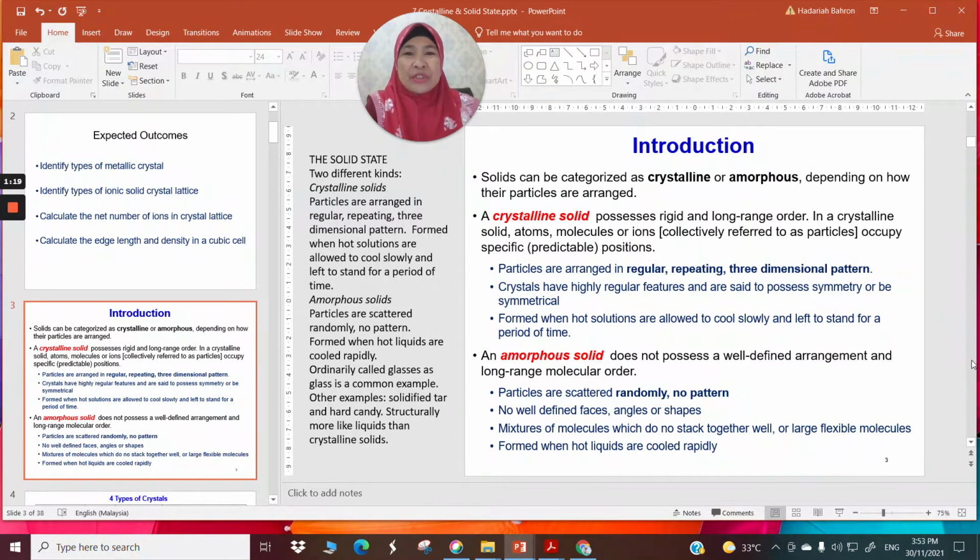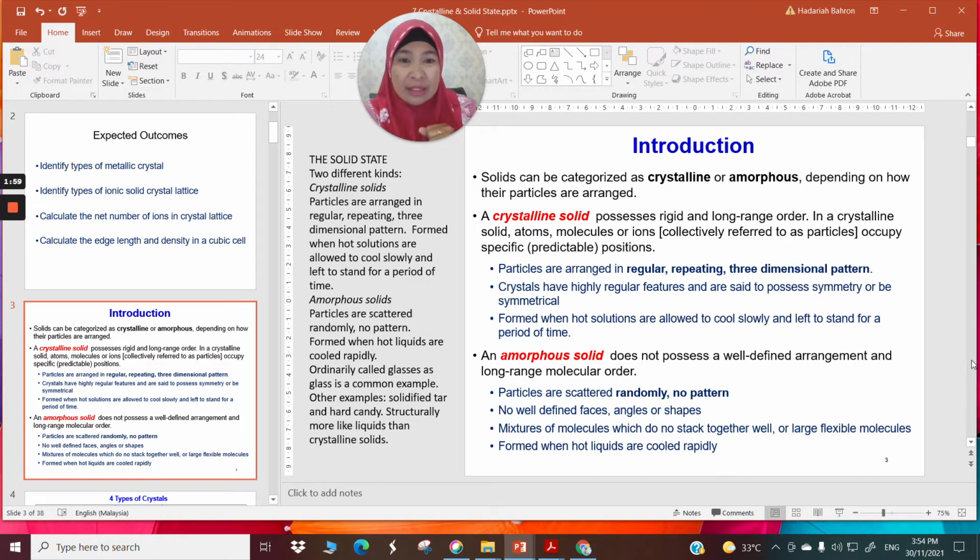So as an introduction, solids can be categorized as crystalline or amorphous, depending on how their particles are arranged. On one hand, you have crystalline, on the other, you have amorphous. A crystalline solid possesses rigid and long-range order. In a crystalline solid, the atoms, the molecules, or the ions, collectively referred to as particles, occupy specific positions in the solid.